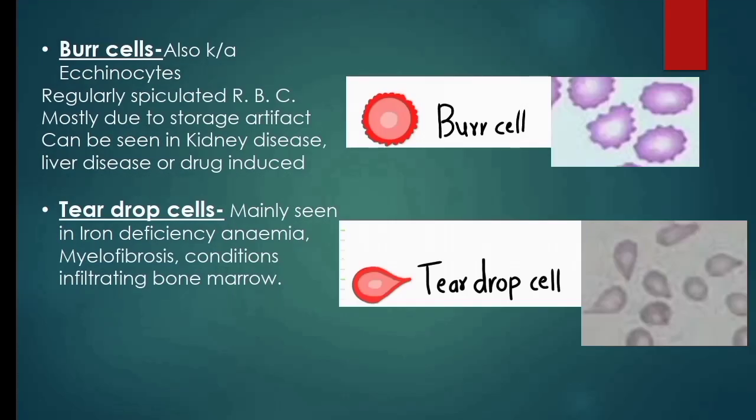Burr cells. They are also known as echinocytes. They are regularly spiculated RBCs. They are mostly seen due to storage artifact, but they can be seen in kidney disease, liver disease, or drug induced. Teardrop cells. Their shape is like that of a teardrop. They are mainly seen in iron deficiency anemia, myelofibrosis, and conditions associated with infiltration of bone marrow.